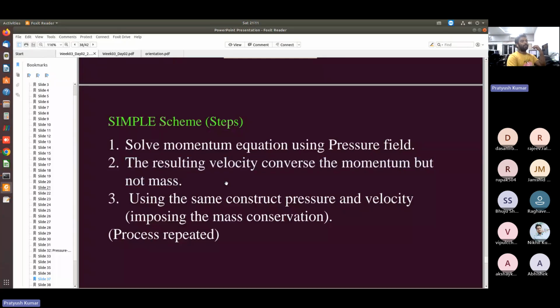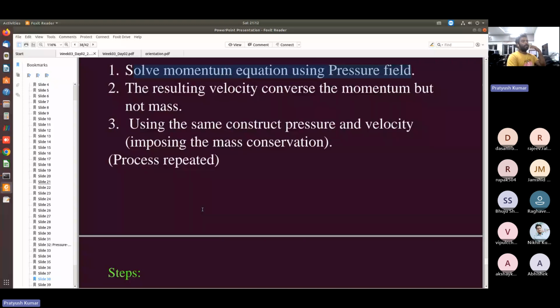That is why we use the velocity corrector step to find out the corrected pressure, and using the pressure corrector step we are finding out the corrected velocity. Then again we go to the first step, that is to solve the momentum equation using the last step's pressure value. This continues from 3 to 1, 3 to 1, 3 to 1, until we get the converged value.